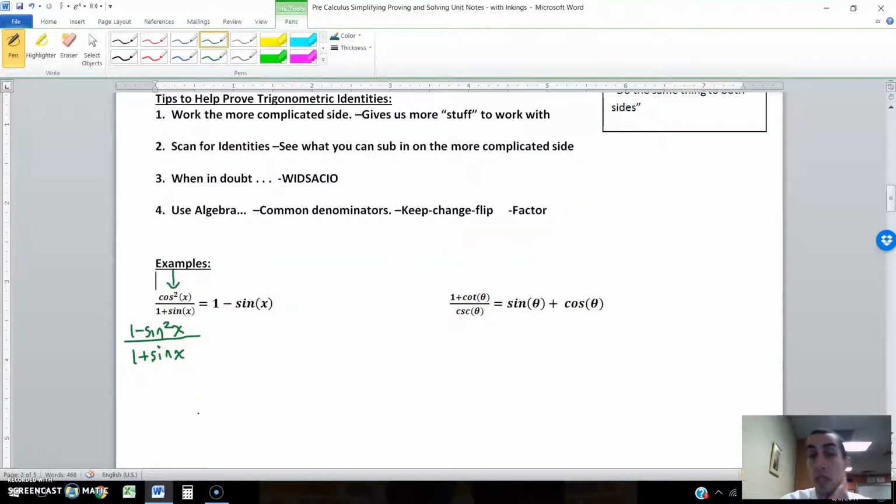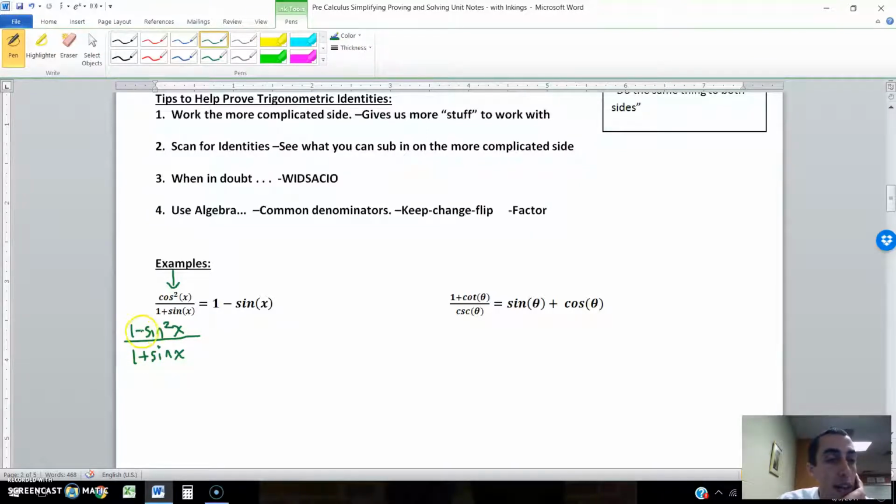Now, some students at this step might want to say, I've got a sine up top, sine on the bottom, cancel, cancel, and go from there. But that's not actually a valid way to simplify. In our algebra, in order to simplify a fraction, to cancel something from the top and bottom, the top and bottom need to be in factored form. This isn't in factored form because it's in subtraction form, and this one's in addition form.